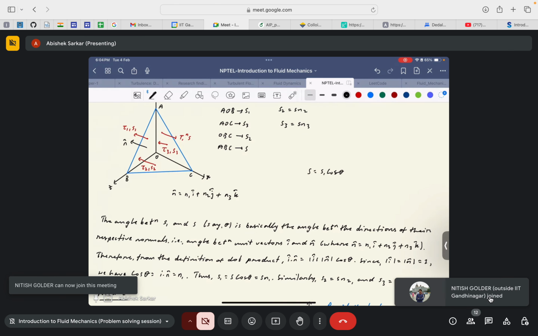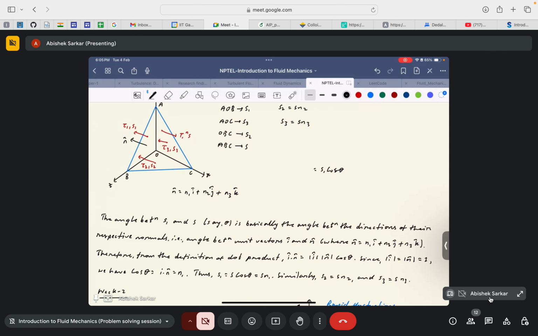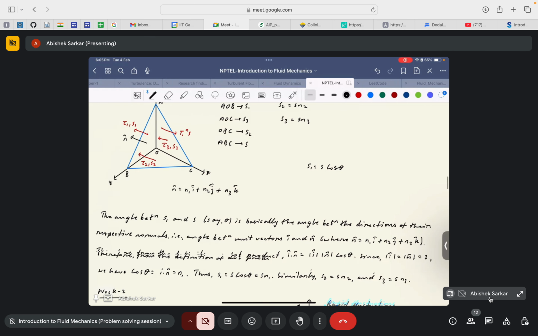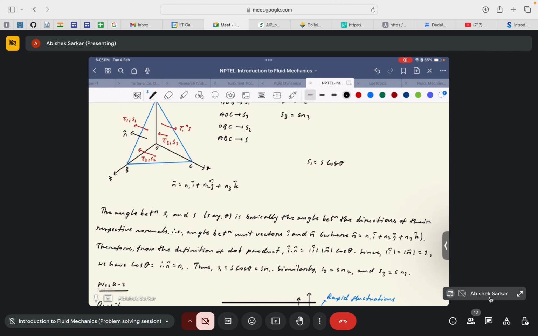Keeping that idea in mind, we can say that S1 would be S cos theta. The angle between these two surfaces S and S1 will basically be the angle between their two unit vectors. The normal vector to surface S1 is i cap, and the normal vector to surface S is n cap, where n cap is n1 i cap plus n2 j cap plus n3 k cap.